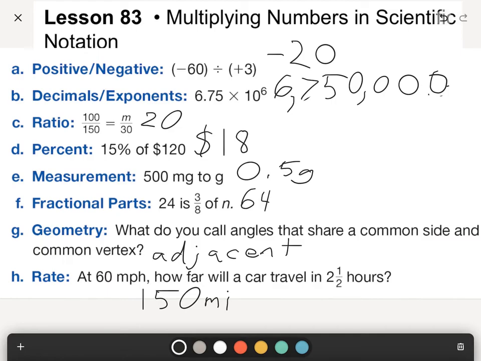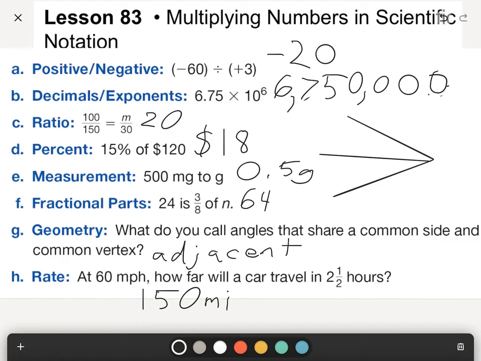Don't understand which one? G. Well, it's saying, what do you call two angles that share a common side and a common vertex? So, those, a common side and a common vertex. So those are adjacent. Those are next to each other.